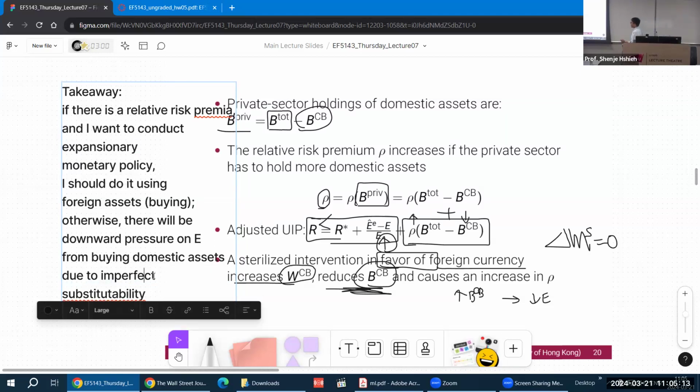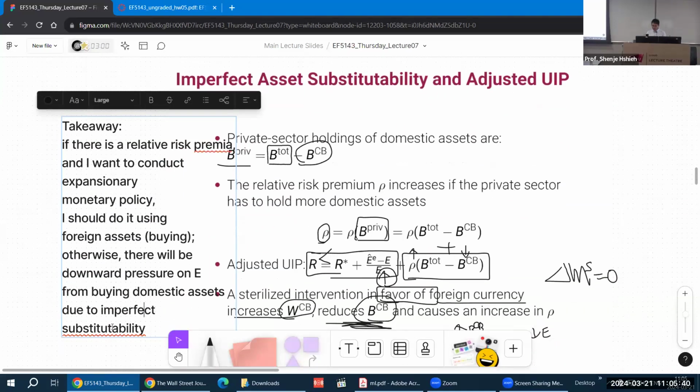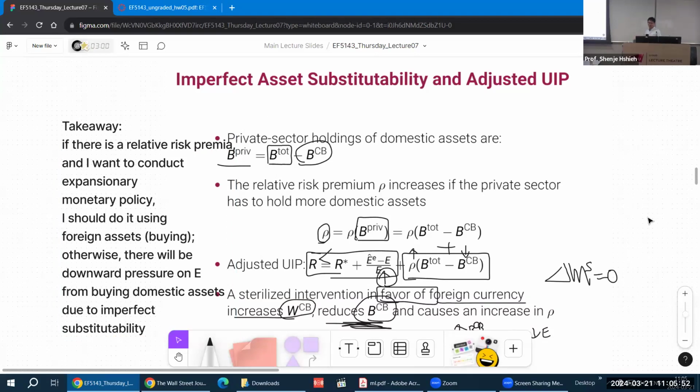So it's called imperfect substitutability between assets because there is a difference in default risk, right, between those two countries. If they are comparable, if they're substitutable, rho would be zero. But because rho is non-zero, that means that there needs to be an additional term to offset the extra risk coming from somewhere. So that's why it's imperfect substitutability. Okay, cool. So we have augmented the UIP with an additional risk factor.